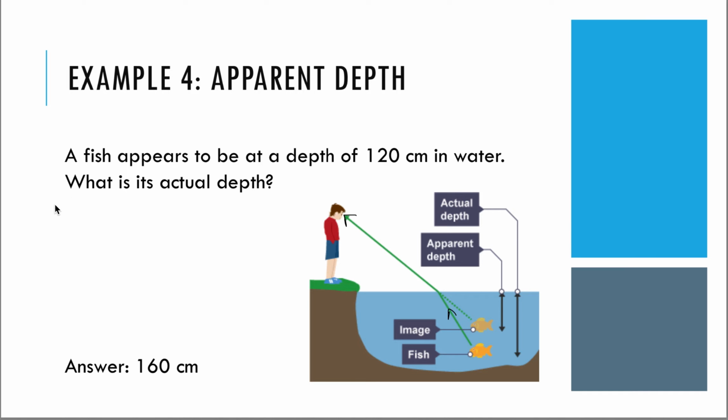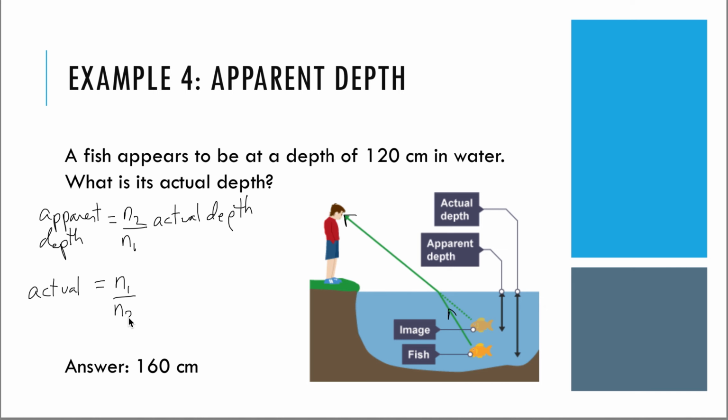So let's write down the equation that we just learned about. The apparent depth is equal to the ratio of the two indices multiplied by the actual depth. And what we're looking for in this problem is the actual depth. So let's go ahead and solve for that. The actual depth is equal to n1 over n2. I have to multiply by the reciprocal here times the apparent depth.